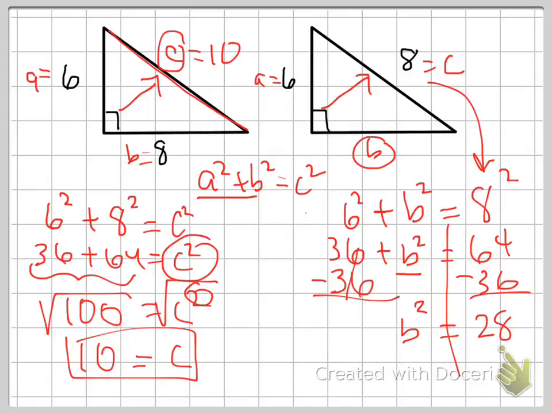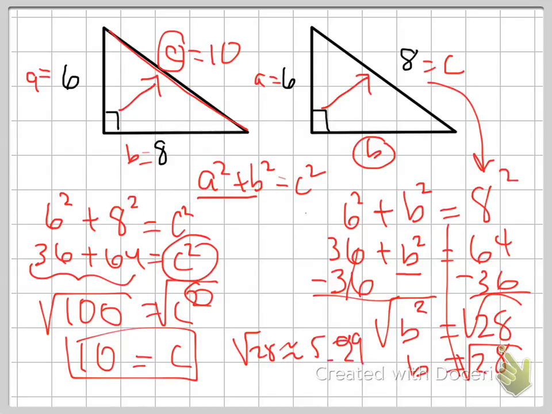Now that I have B squared isolated, I can do the same I did on the other side, undo the squaring by square rooting both sides. So I know B equals the square root of 28. Now if I actually put that into a calculator, I would get approximately 5.29. That is a huge difference from what I had for my other answer, which was 10. So as you can see, it really makes a big difference how you label your triangle and making sure that you solve by isolating the variable.